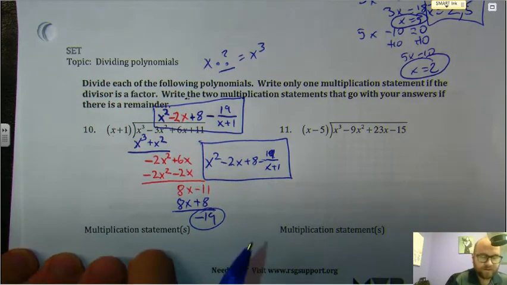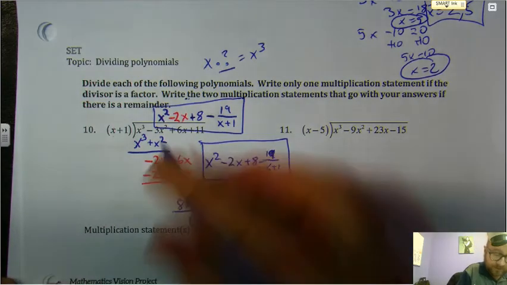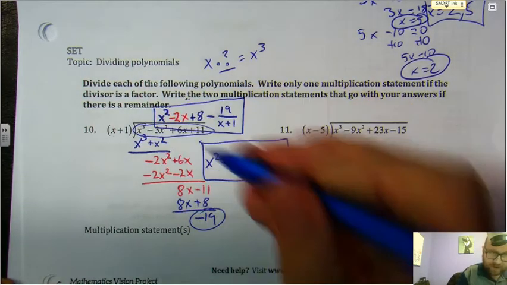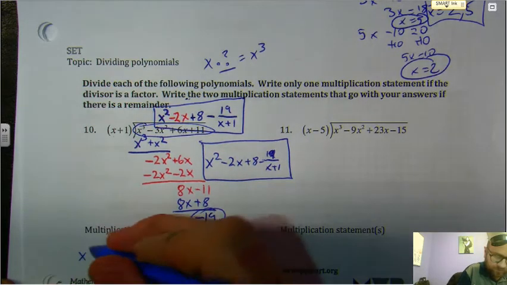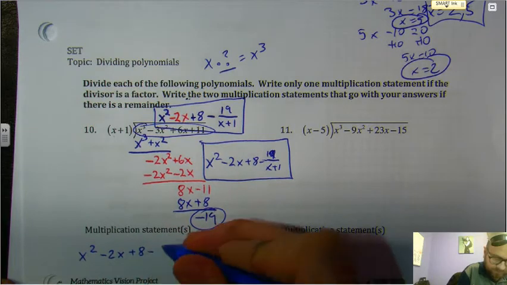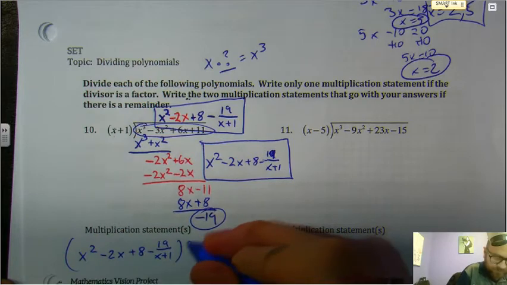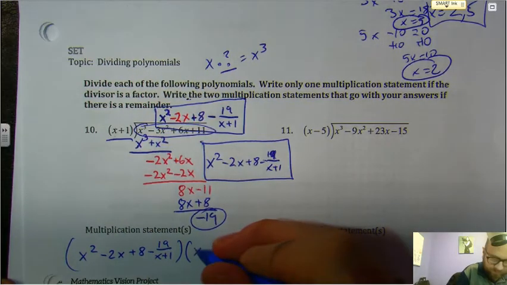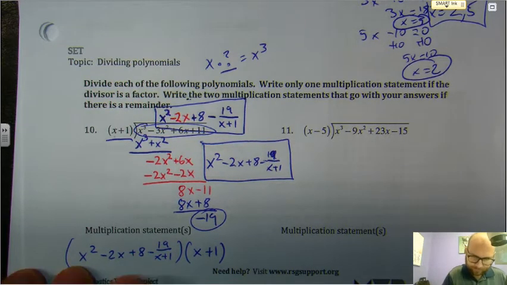And then it says it wants us to write the multiplication statement. So what we would say is this, that thing we originally divided by would be the same as our new answer, x squared minus 2x plus 8 minus 19 over x plus 1, times what we originally divided by, x plus 1. Boom, done. Okay. I'll do another one of these.